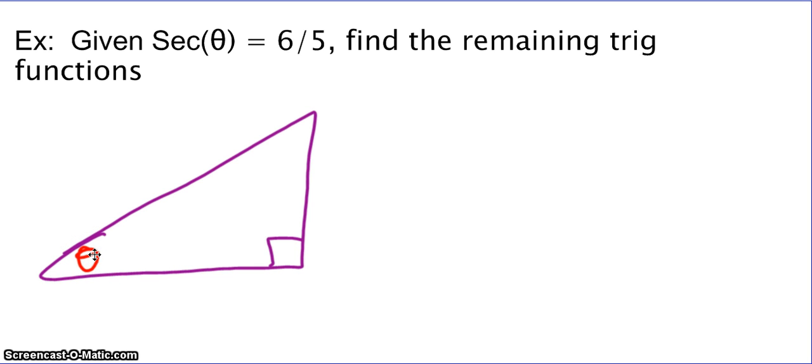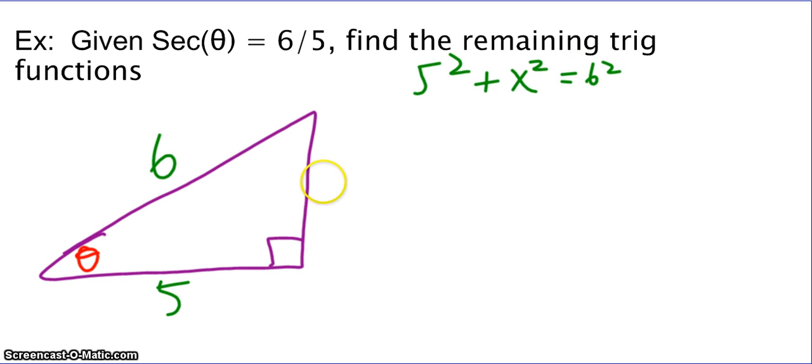So if I put theta down here, now I want to start labeling the sides. Well, I know secant is hypotenuse over adjacent. So this side is 6, this side is 5. Well, what's this other side, the opposite, going to be? Well, let's see, if I do the Pythagorean theorem, 5 squared plus, let's call it x squared equals 6 squared. So this is going to become the square root of 11. Alright, now I can find my other trig functions.